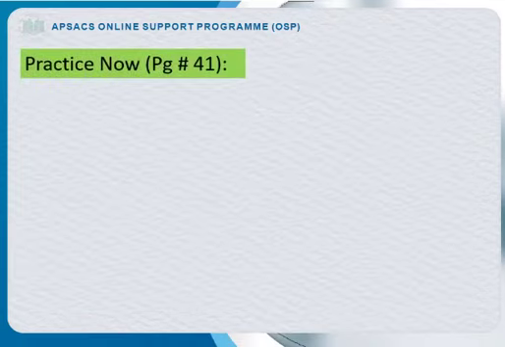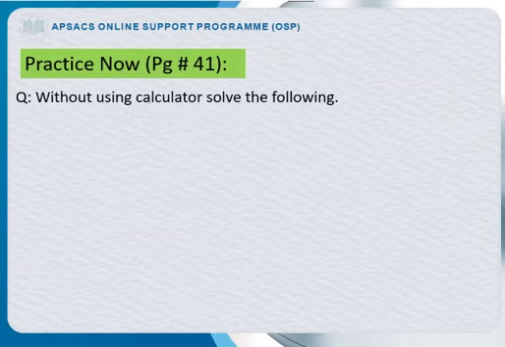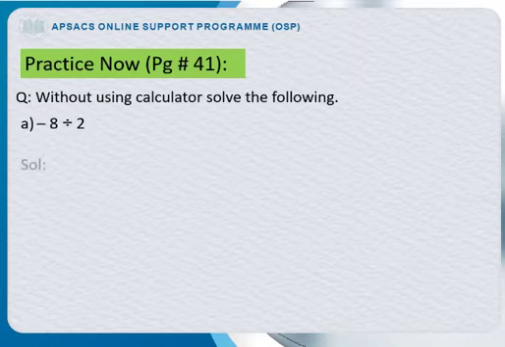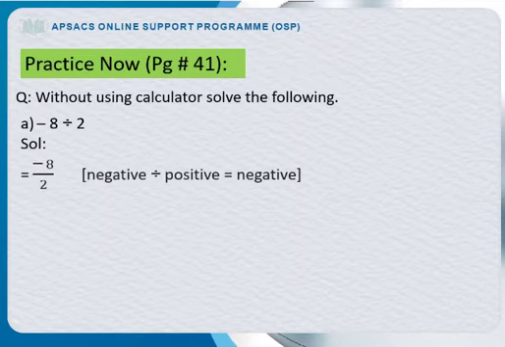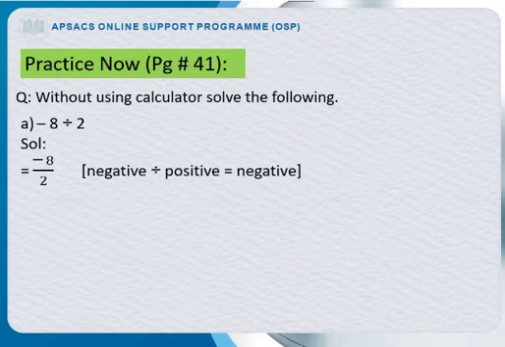Now we will solve practice questions. The question is, without using a calculator, solve the following. Part A is minus 8 divided by 2. First number is negative and the second number is positive. First you write the heading of solution and you can write minus 8 divided by 2 as minus 8 out of 2. Whenever we have a negative number and we divide it by a positive number, the final answer will be a negative number. So first you will divide 8 by 2, you'll get 4 and the negative sign as it is. So your answer will be minus 4.